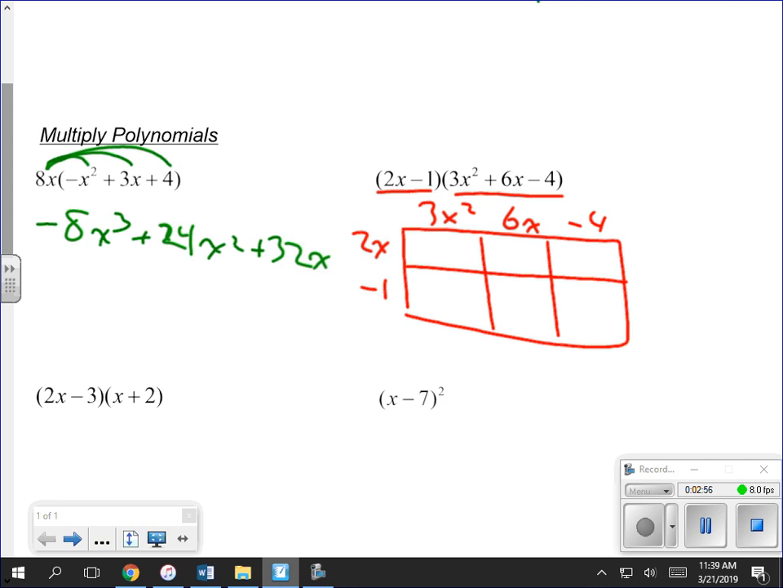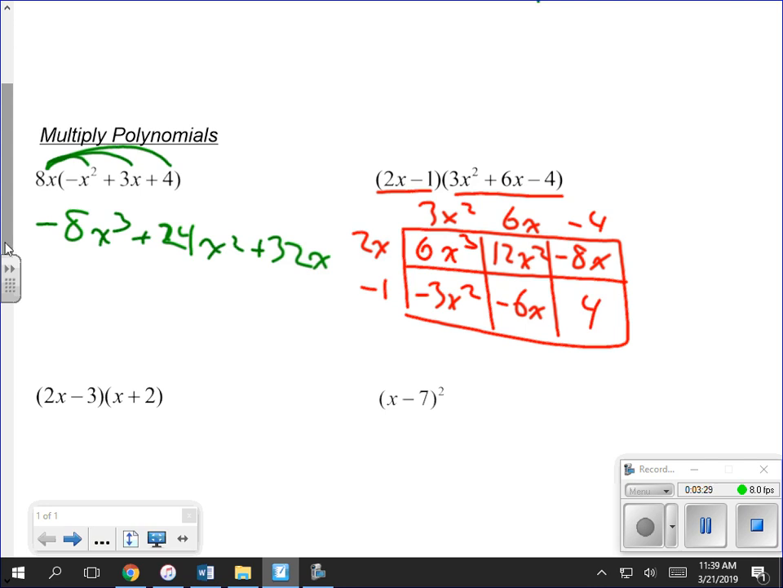2x times 3x squared gives me 6x cubed. 2x times 6x gives me 12x squared. 2 times 6 is 12. x times x is x squared. 2x times negative 4 is negative 8x. And then I take negative 1 times all of these to fill in the bottom row. Negative 1 times 3x squared is negative 3x squared. Negative 1 times 6x is negative 6x. Negative 1 times negative 4 is 4.